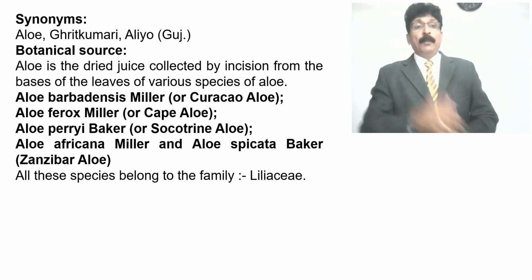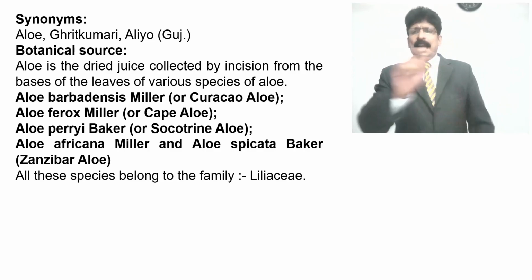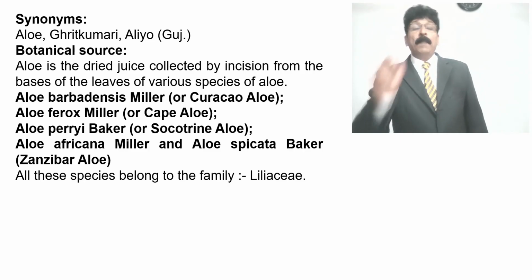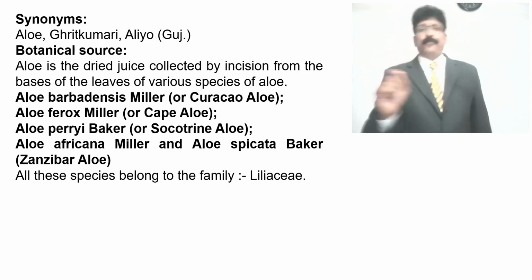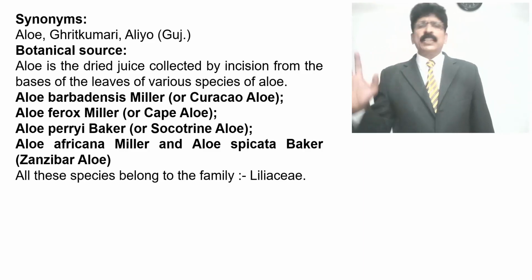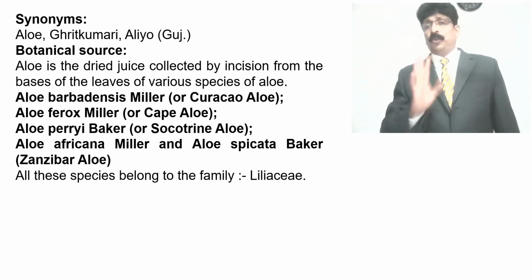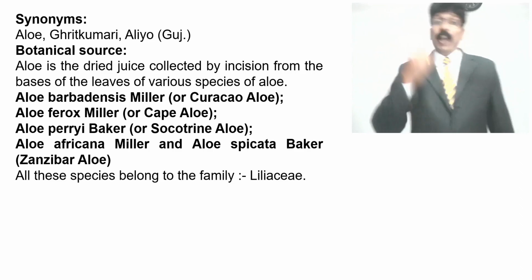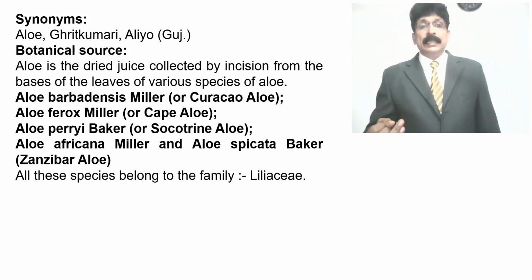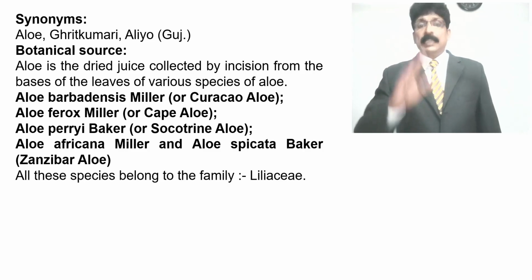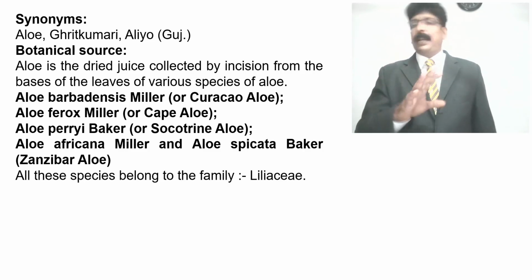And the botanical source: aloe is a dried juice, an unorganized drug. It is actually a dried juice collected by incision from the base of the leaf of various species of aloe. Internationally, there are 4 types of aloes, which the student should know: Aloe barbadensis, or you can say Curacao aloe, also called Barbados aloe.